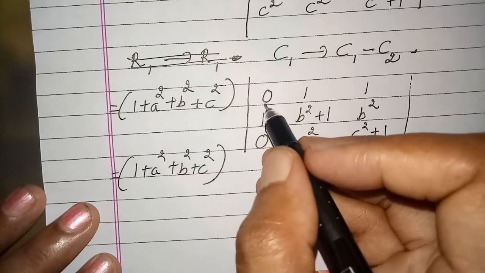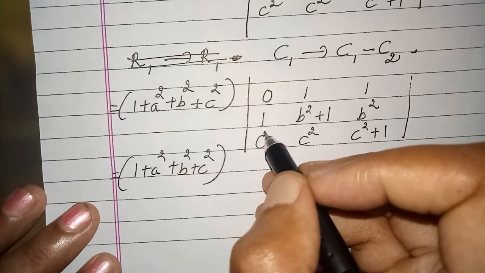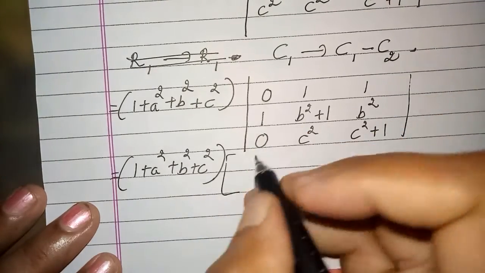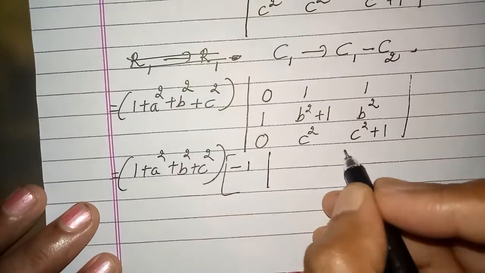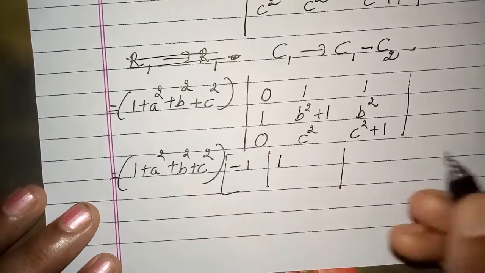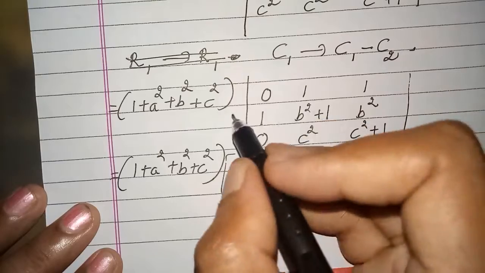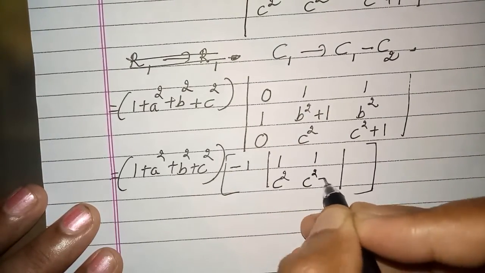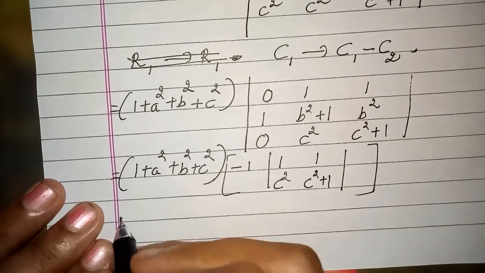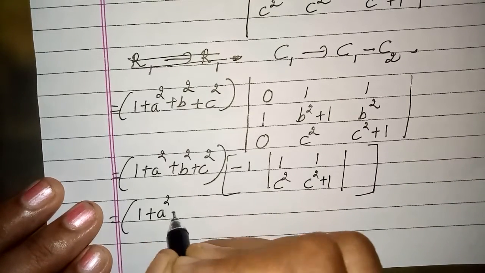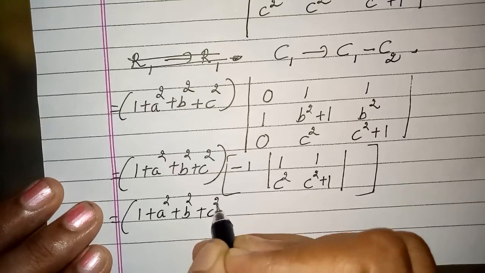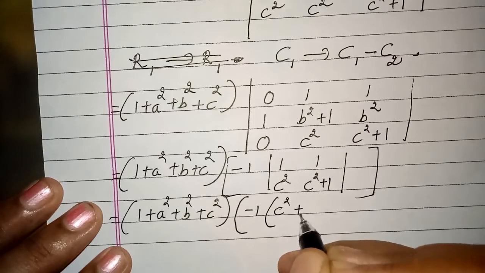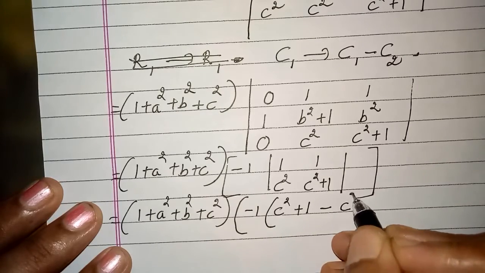Position is 1 1 positive, 2 1 negative, 3 1 positive. So it will be 0 0 is over, minus 1 times: delete the row, delete the column. I think it is better if you write like this, you will not get confused. That row, that column. So 1 C square, 1 C square plus 1. Alright, let's check what it is. It's minus 1 times C square plus 1 minus C square.